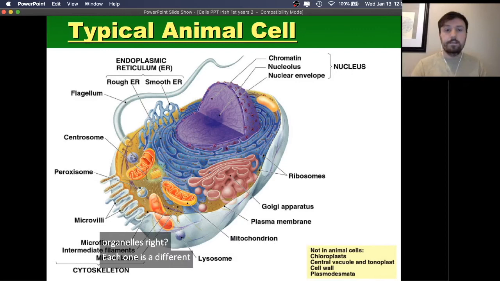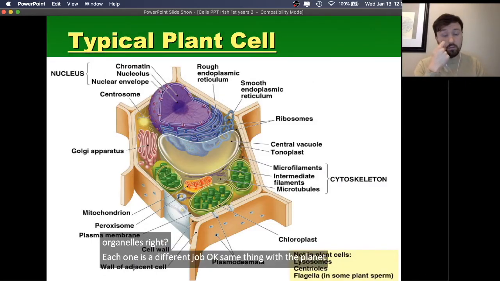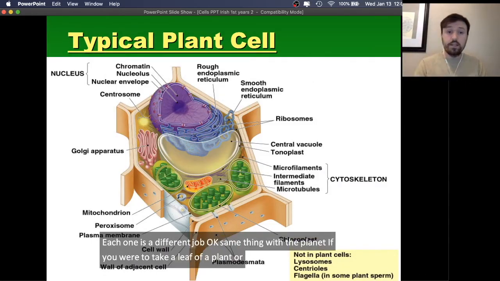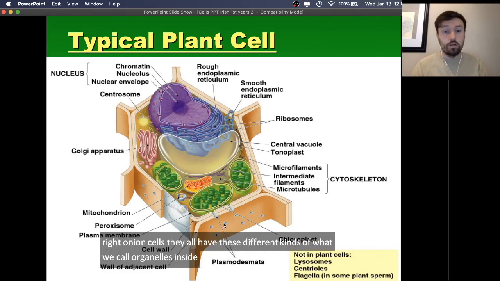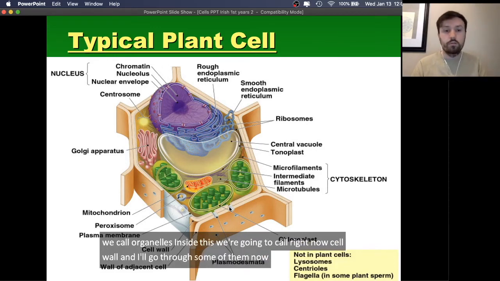Okay? Same thing with a plant. If you were to take a leaf of a plant, or we've seen onion cells, right? Onion cells all have these different kinds of organelles inside what we're going to call, right now, a cell wall. And I'll go through some of them now, but next week I'll go over all of them. Okay?